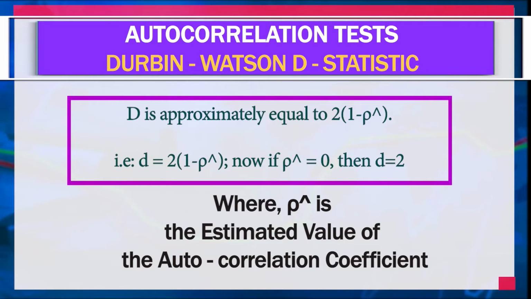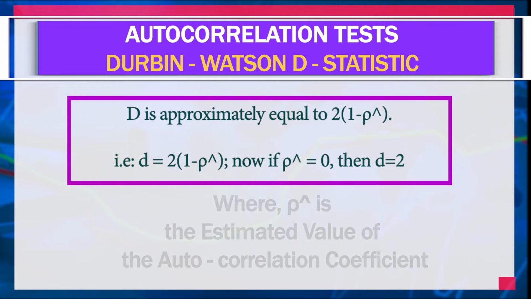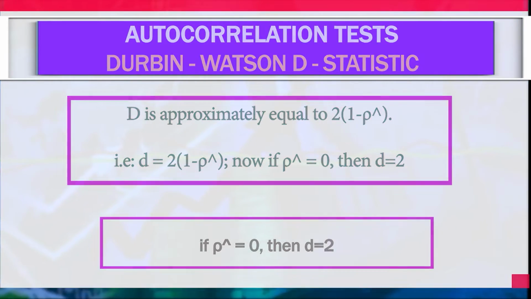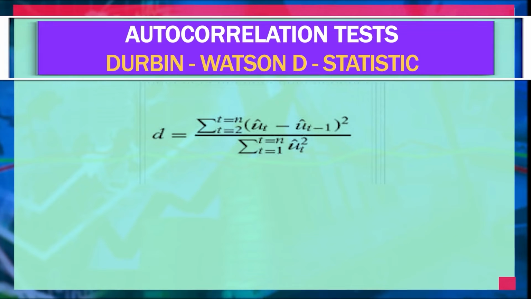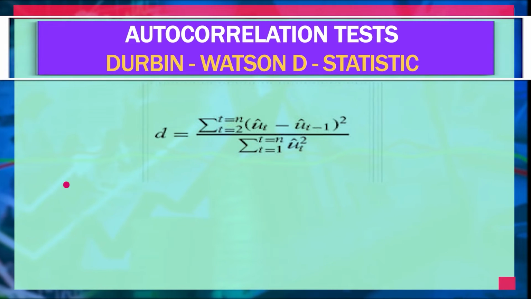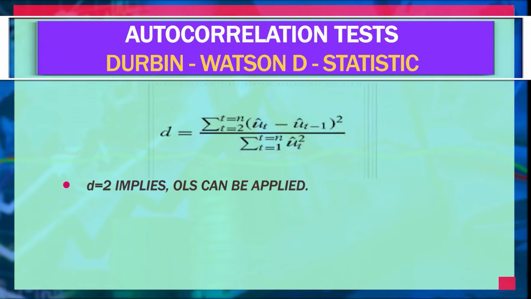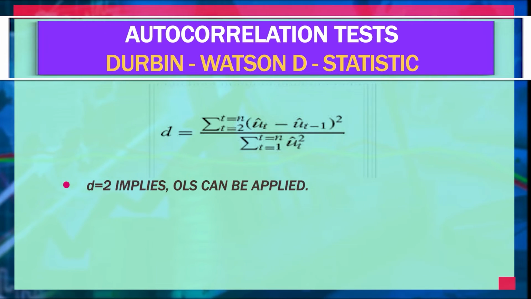This rho hat is the estimated value of the autocorrelation coefficient, 2 into (1 minus rho hat). We observe that if rho hat is 0, that means there is 0 autocorrelation, or the error terms are not related with each other, then we can see D is equal to 2. If we get the Durbin-Watson value equal to 2, then we can say that the problem of autocorrelation does not exist, and thereby the OLS assumptions hold and OLS can be applied.